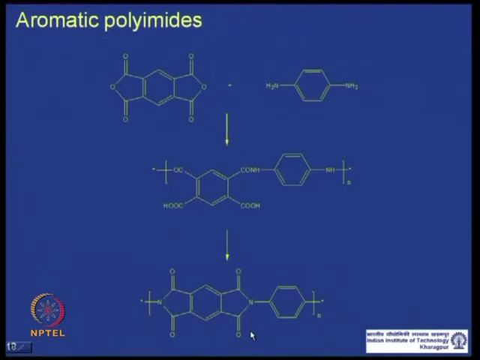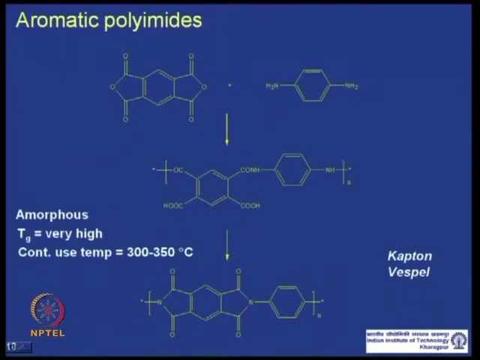They are used for applications requiring very high temperature and they are known under the trade names of Kapton and Vespel. They are also amorphous, Tg is very high and their continuous use temperature is 300 to 350 degree centigrade.